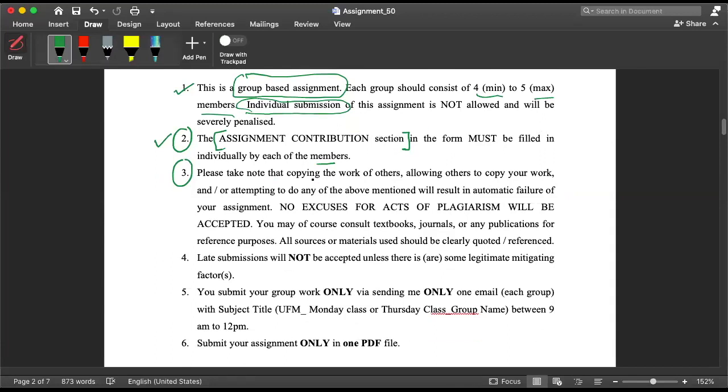Please take note that copying the work of others, allowing others to copy your work, and or attempting to do any of the above mentioned will result in automatic failure of your assignment. So make sure you do not copy from others and don't let others copy your work, all right? If you do that, you will be an automatic failure. If I find that you copy paste from other group members, you will be plagiarized. Plagiarized means in your assignment, you will get 0 marks, no matter how good your assignment is.